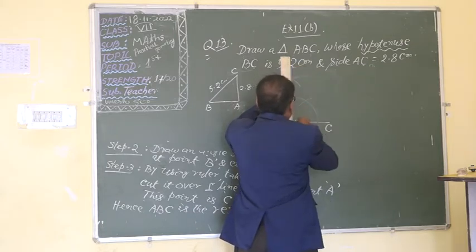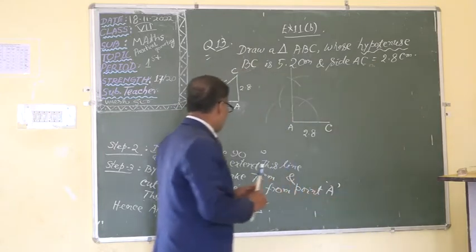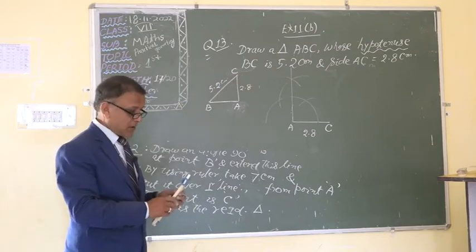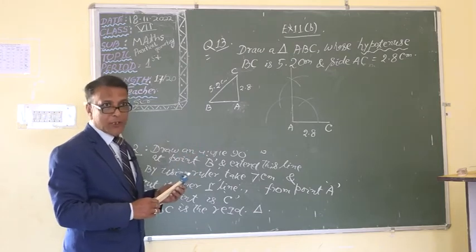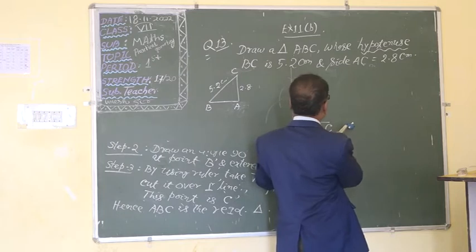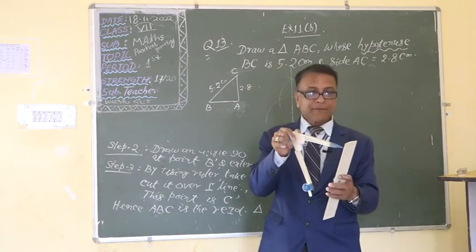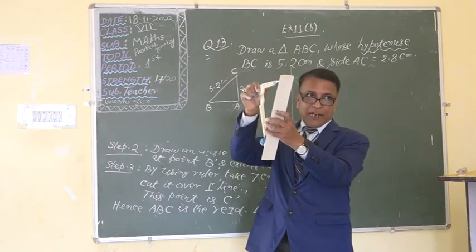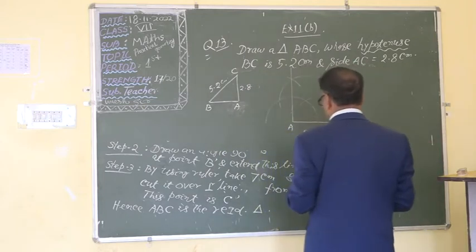So this is the perpendicular line now. Now what is given? CB, how much is given? 5.2. So CB, using your scale, measure CB, which is equal to 5.2 centimeter.